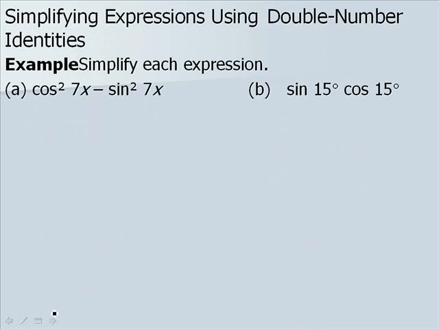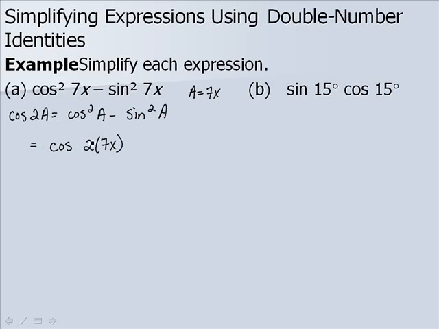Let's look at simplifying expressions using our double number identities. Here we're going to use the identity, the cosine of 2a equals cosine squared of a minus sine squared of a. So we see here that a is 7x. So our expression becomes the cosine of 2 times 7x, which is equal to the cosine of 14x.